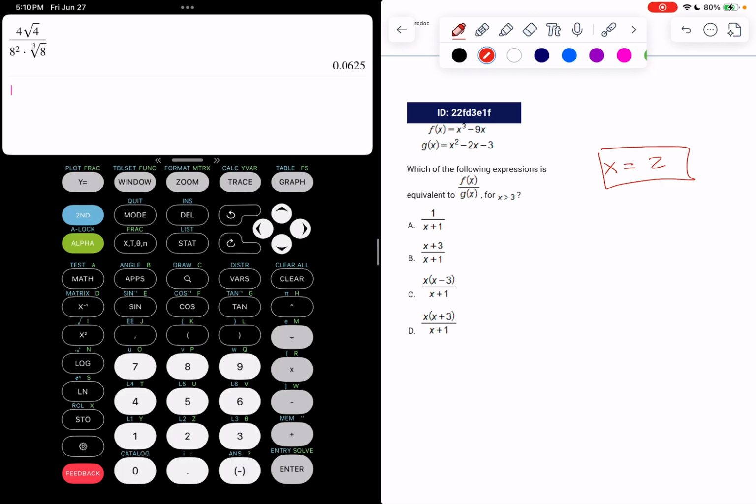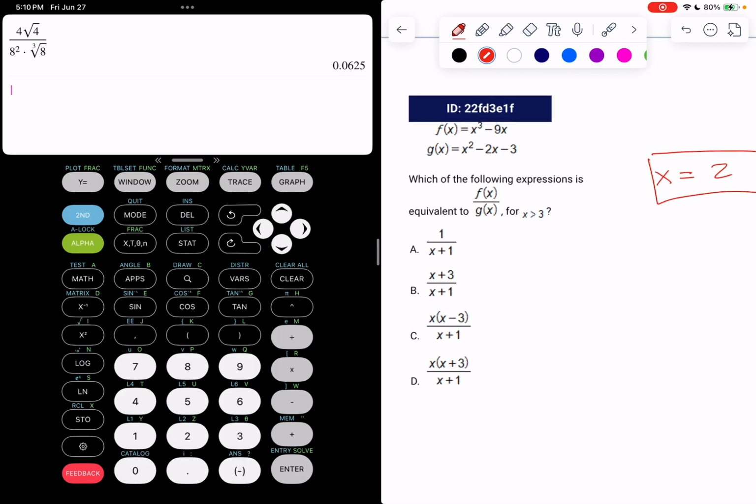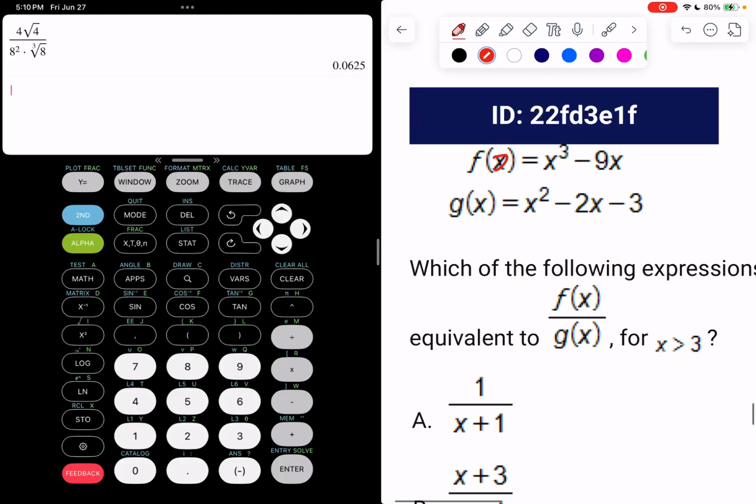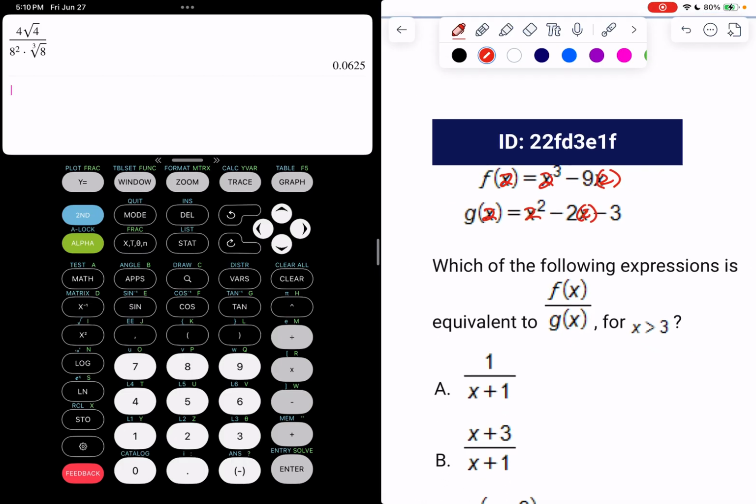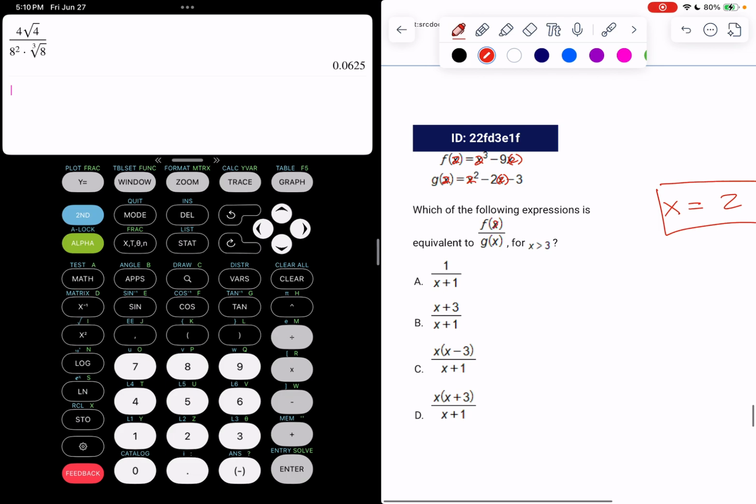So now I'm going to replace in my equations. I'm going to zoom in for this guy. I'm going to replace my x's with 2. So I want f of 2, which means I pop a 2 in for my x as well. Pop a 2 in for my x. Okay, so put a 2 in for my x's here as well. So basically what I want now is f of 2 divided by g of 2. So let's figure out what those are.